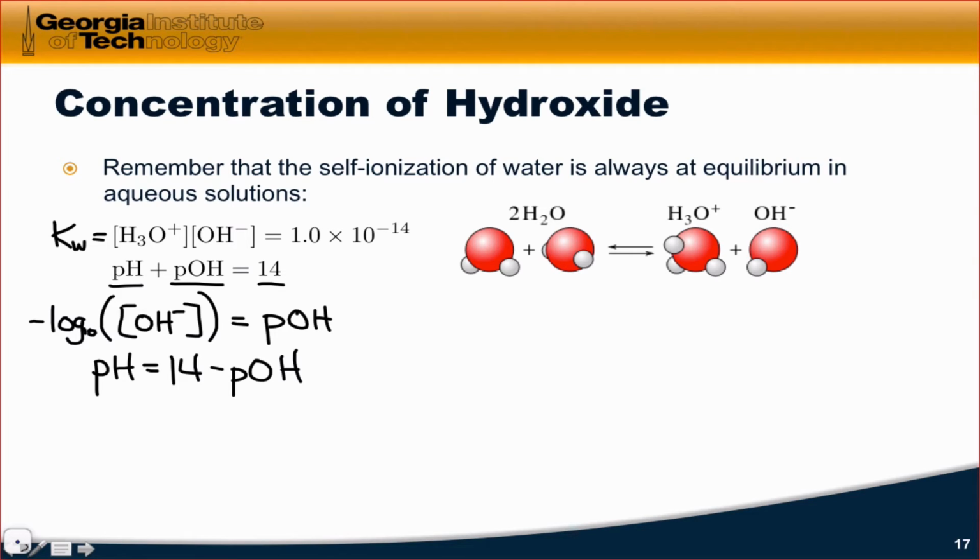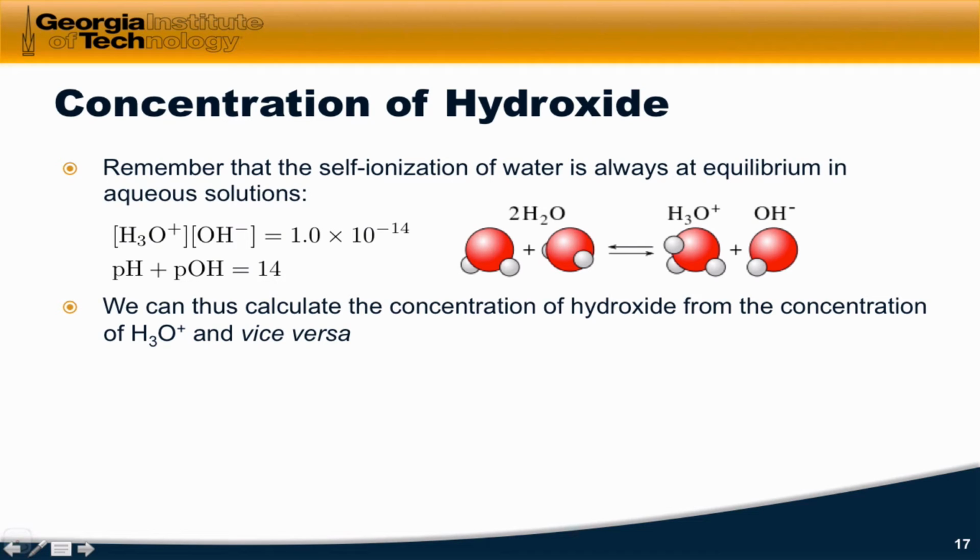All of this relies on the fact that because we're at equilibrium, we can state with certainty that the equilibrium expression must be equal to Kw, and pH plus pOH must be equal to pKw, or 14. So we can calculate the concentration of hydroxide from the concentration of H3O+, and more important for basic equilibria, vice versa. We can calculate the concentration of H3O+ and pH from the concentration of hydroxide.